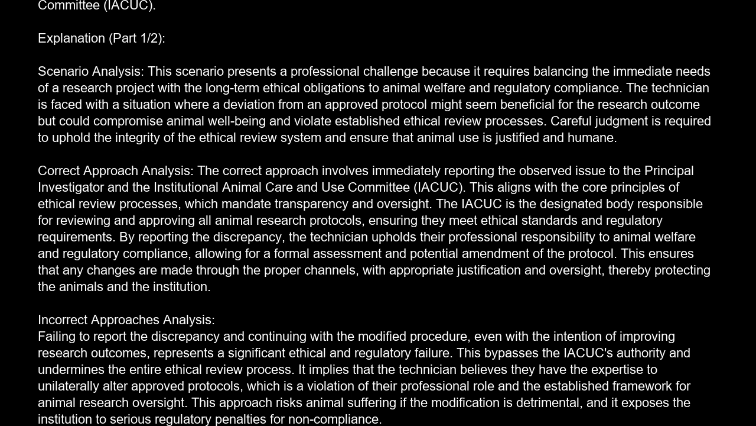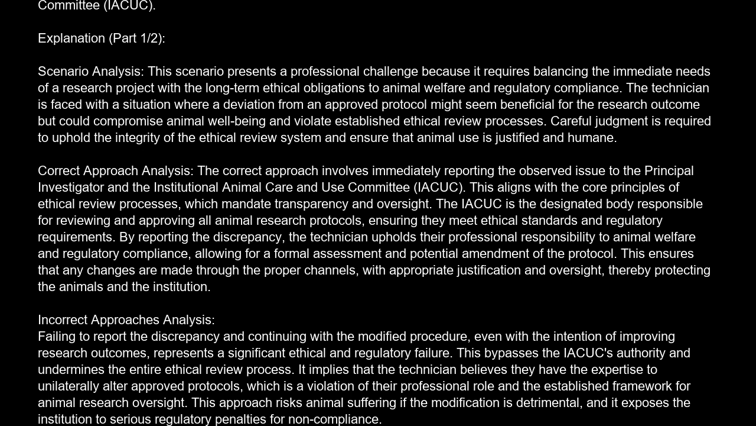By reporting the discrepancy, the technician upholds their professional responsibility to animal welfare and regulatory compliance, allowing for a formal assessment and potential amendment of the protocol. This ensures that any changes are made through the proper channels, with appropriate justification and oversight, thereby protecting the animals and the institution.